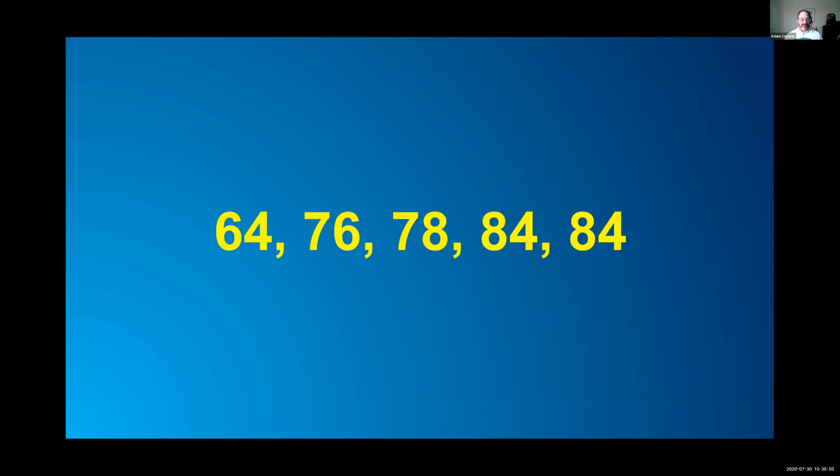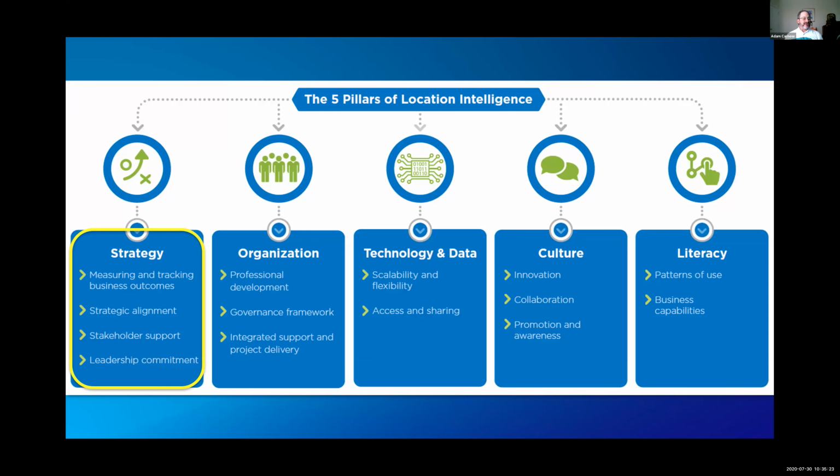These are important numbers. As I move through the presentation, I'm going to reveal their meaning, and I want you to think about it each time. Now, these numbers are the results of a survey that I've been doing over the last 2 years by surveying GIS people across the entire United States, over 700 people. So let's look at the 5 pillars of location intelligence, and let's start with the first one, which is strategy.